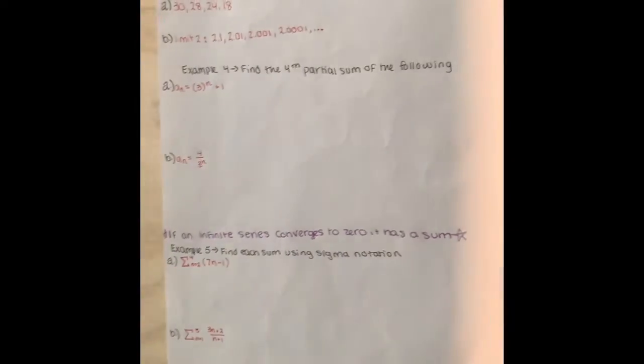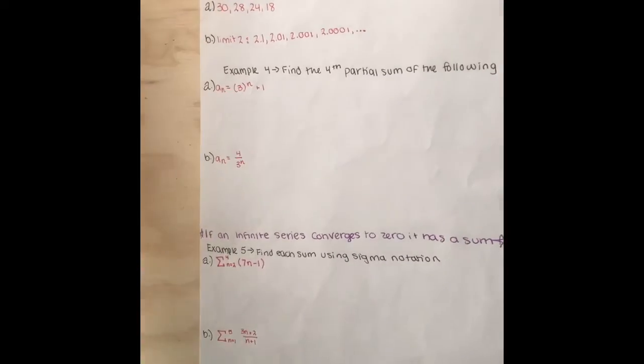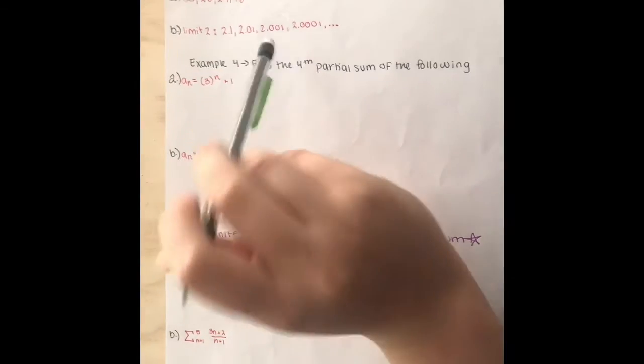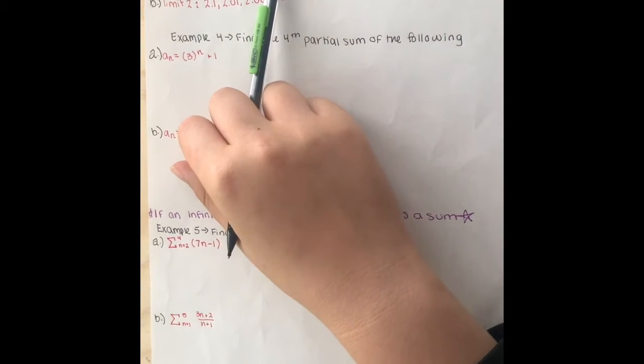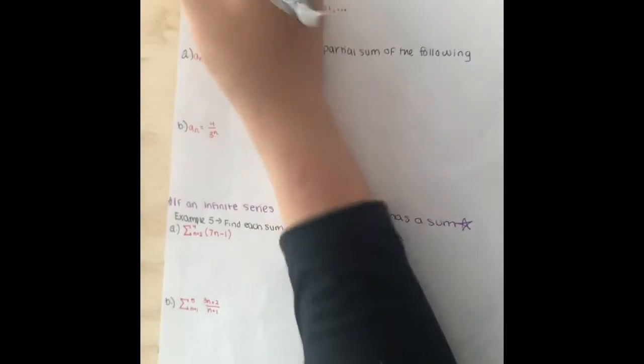So 30, 28, 24, 18. This seems like it's not going to a special number, and it seems like it's just going to go on and on. I forgot to write. So we're going to say this diverges because it doesn't have a limit.